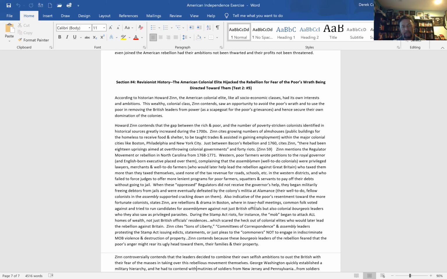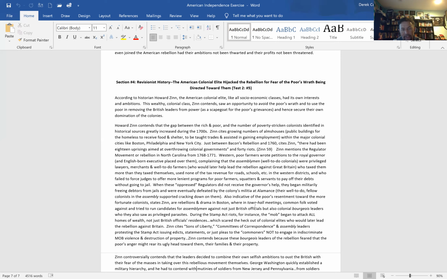And he finds there's evidence of this before the war, as I mentioned before, in the case of poor commoners complaining against their well-to-do, parasitical elected assemblymen, and lack of enthusiasm during the war and for the war on behalf of the common people, because according to Howard Zinn, the common people didn't see this as their fight. They knew the well-to-do, the future founding fathers like George Washington, had their own agenda. Very cynical thesis.